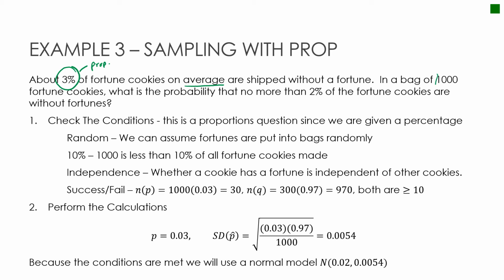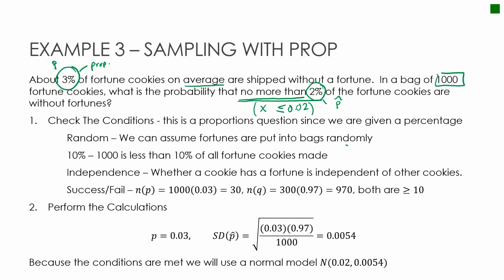In a bag of 1,000 cookies, what is the probability that no more than 2%? So this is P, because that's the whole population. 3% of fortune cookies are shipped without a fortune. I'm trying to find the probability that no more than 2%. 2% is going to be my P hat. And when I'm actually finding my z-score, it says no more than 2%, so it's going to be less than or equal to 0.02. So keep that in mind.